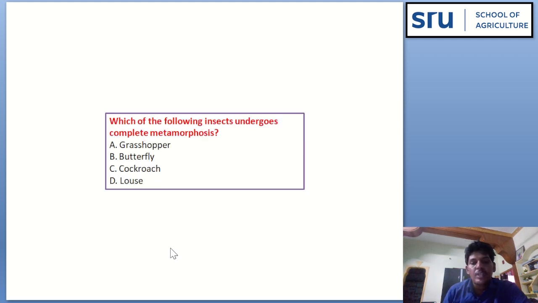Which of the following insects undergoes complete metamorphosis? Grasshopper, butterfly, cockroach, and head louse. So here the correct answer is the butterfly. In the butterfly life cycle, egg stage is there, larval stage is there, pupal stage is there, and adult stage is there. But in case of grasshopper, cockroach, and louse, only three stages are there. That is, egg stage, nymphal stage, and adult stage. Therefore, here the correct answer is the butterfly.